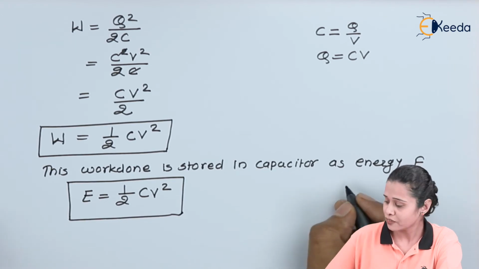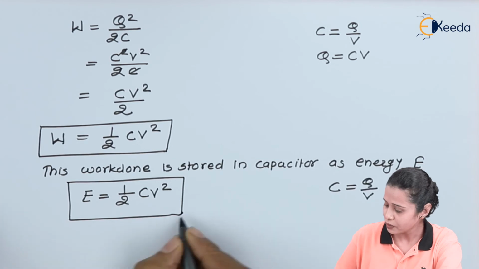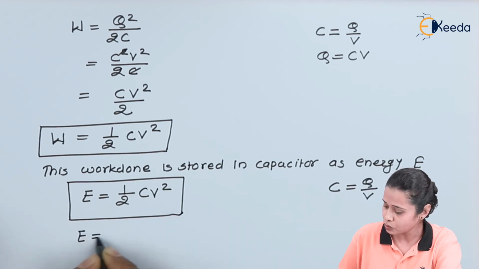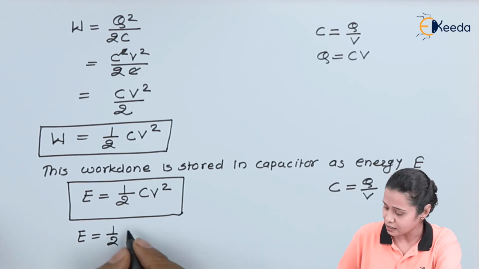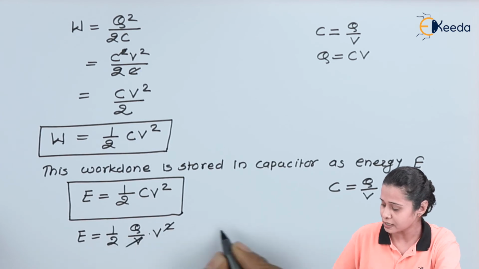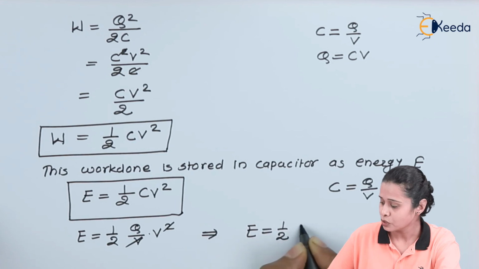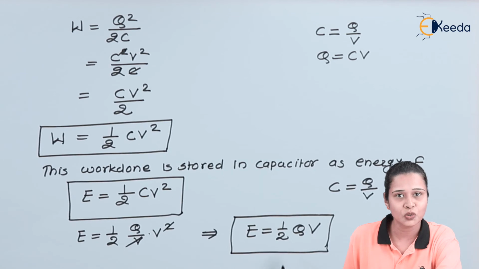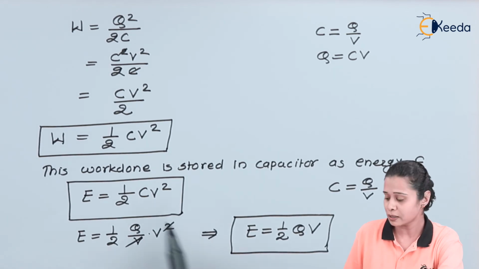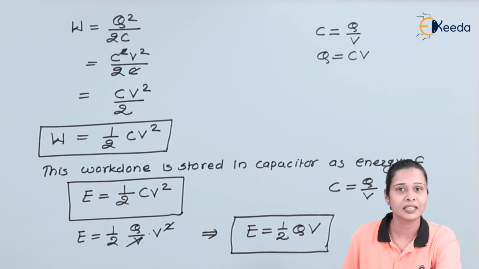Let us substitute the value of C here. C is equal to Q by V. Hence, we get E is equal to 1 by 2 into Q by V into V square. So this V will get cancelled, and here we have the equation E is equal to half Q into V. So these are the two equations to find the energy stored in the capacitor, and it depends on the capacitance and the potential difference, as well as the charge and the potential difference.